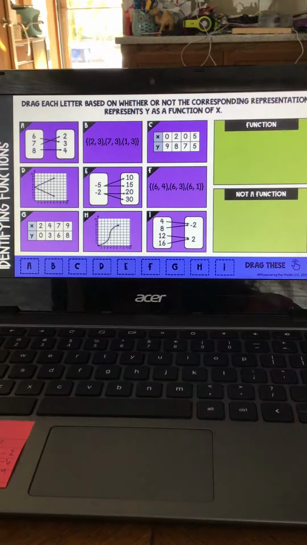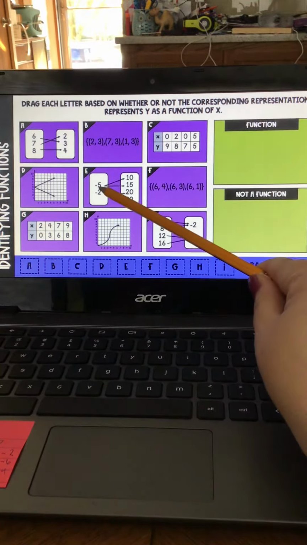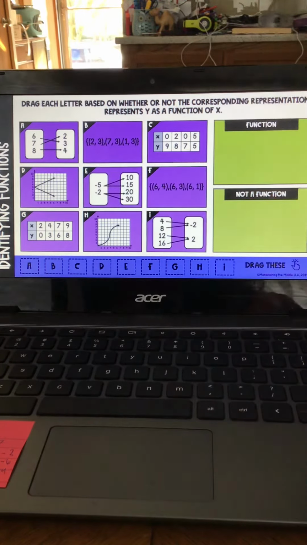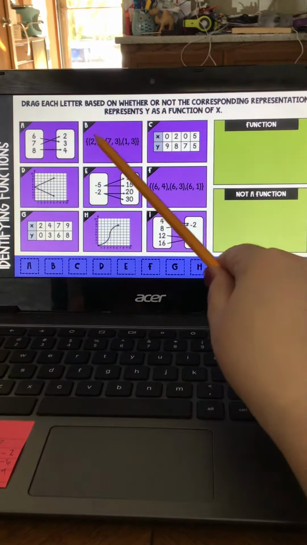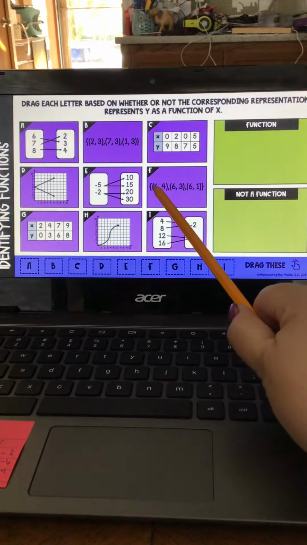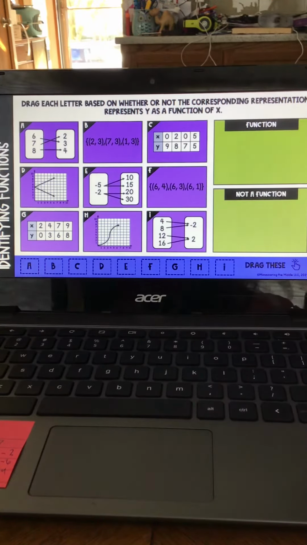What that would look like is if any of these letters, like this guy, so this means -5 is going to 10 and -5 is going to 15. That's automatically going to mean that it's not a function. If you're looking at ordered pairs, are any of your x's the same? So 2, 7, and 1, all of those are different, which means yes, it's a function. The y values do not matter. However, if you look at f, 6, 6, 6, those are all the same, which means it's not a function.